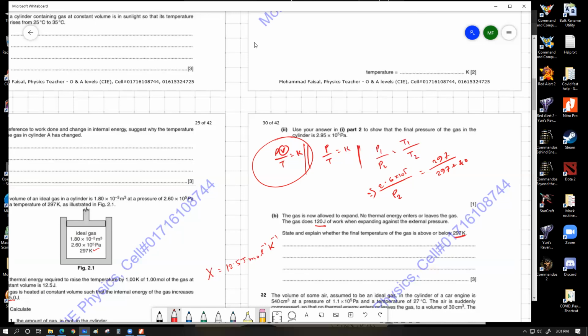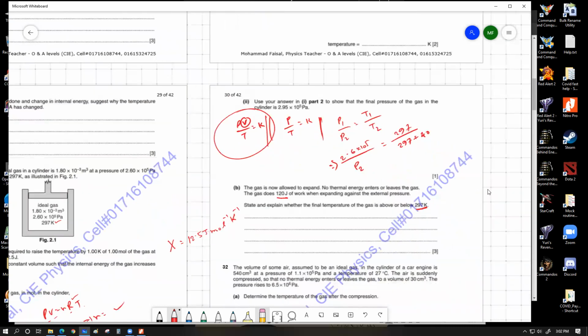Now, this is the part that is pretty easy to explain. If you recall, the first law of thermodynamics, delta U is given by Q plus W. Recall, delta U is the increase of internal energy, Q is the heat supplied into the system, W is work done on the system. In this case, work was done by the system, so W is going to be negative. The question says no thermal energy enters or leaves the gas, which means Q is going to be 0. This essentially means delta U should also be negative, which means the total amount of internal energy of the system is actually reduced.